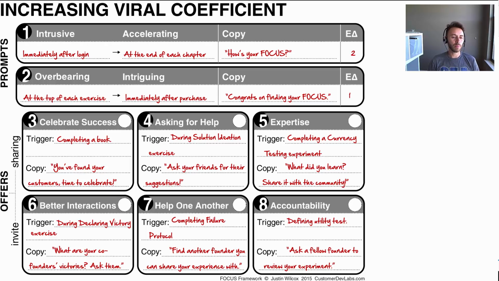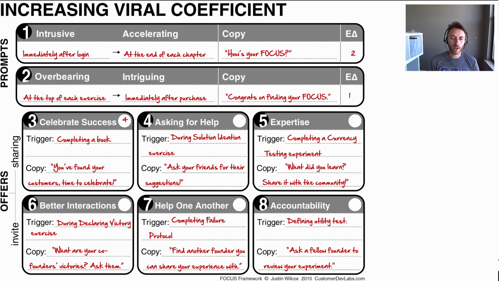Celebrating your success: the trigger is completing a book here, and the copy says you found your customer's time to celebrate. How much does that move someone from overwhelmed to proud? This one I'm going to say is a 4, because this is a big achievement. Completing any book is a significant achievement for someone, and it's an opportunity to be proud of what they've done. So there's a high chance of creating positive emotional delta, and I'll put a 4 there.